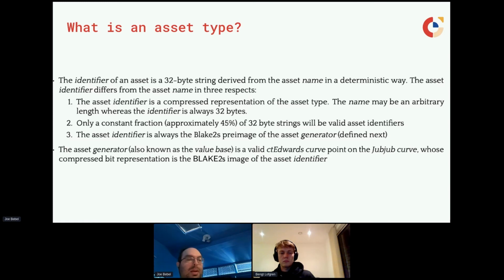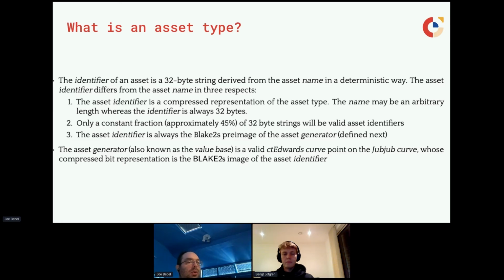An asset type can be represented by an identifier. An asset identifier is just a 32-byte string, whose only requirement is that it is derived from the asset name in a deterministic way, so that each asset type still has a unique identifier. Two assets with different identifiers are distinct, and two assets with the same identifier are the same.